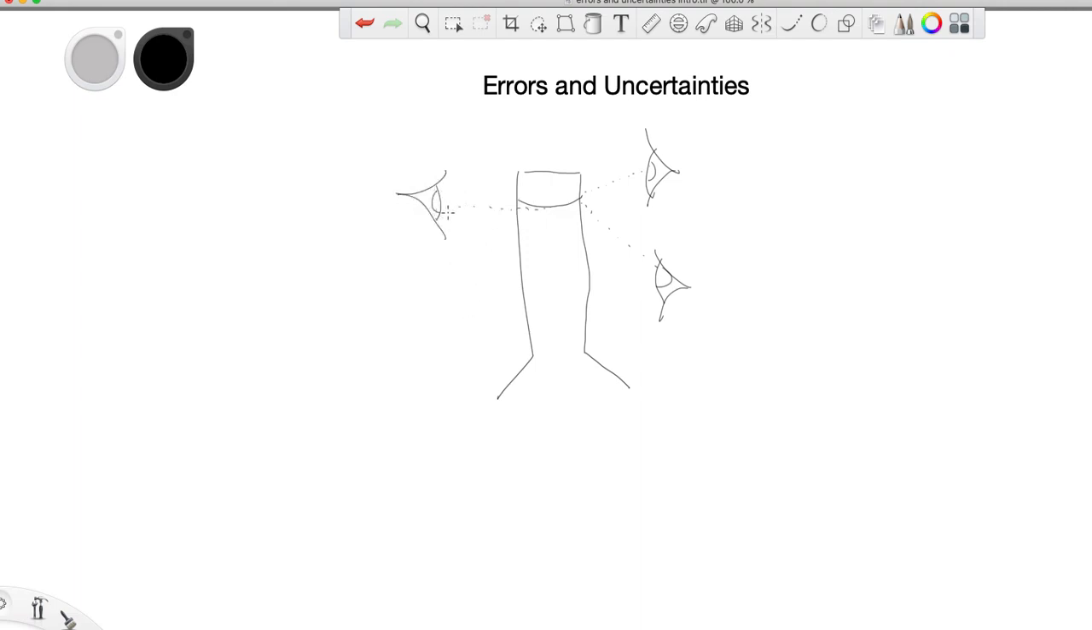But you are making a judgment in this. So your eye might be here, it might be here, it might be here. You're making a judgment, and that judgment will cause a randomness in the uncertainty. Sometimes the measurement that you make will be too big, sometimes it will be too small relative to the true value. And the amount by which it varies will vary. So that's a random uncertainty. And all human errors are going to fall under that.